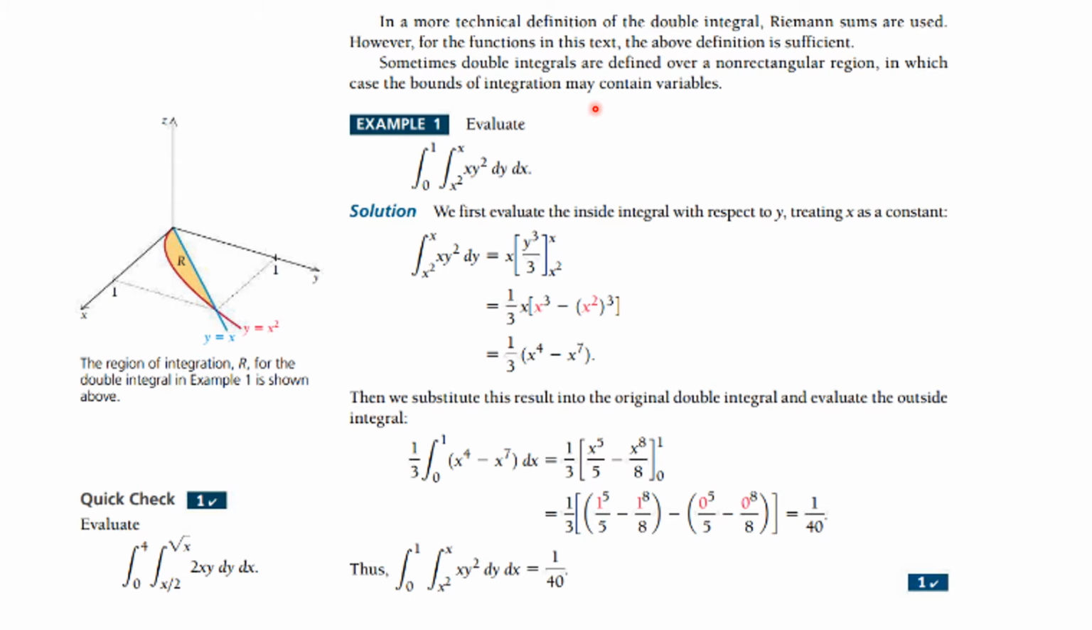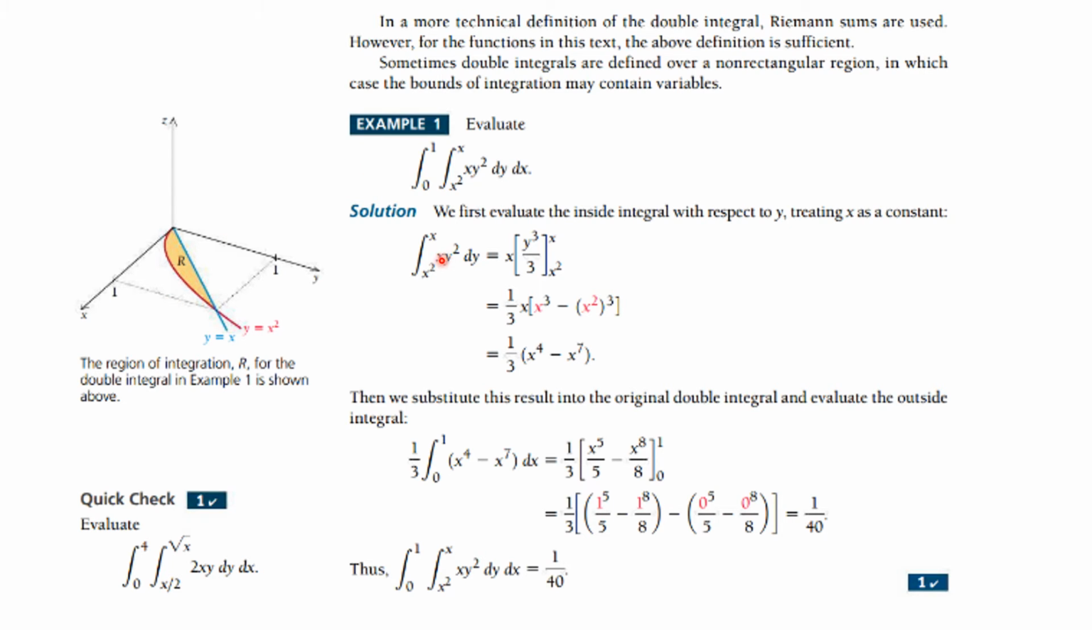Now, sometimes double integrals are defined over non-rectangular regions. In fact, this happens more often than not, in which the bounds of the variable of integration may contain variables. So you see here we're integrating over this region R. Now, x does go from 0 to 1. But for every fixed value of x, this region goes from the lower curve, which is y equals x squared, to the upper curve, which is y equals x.